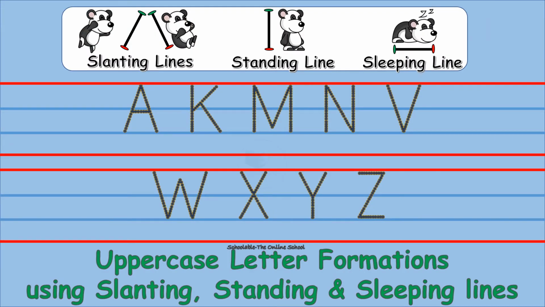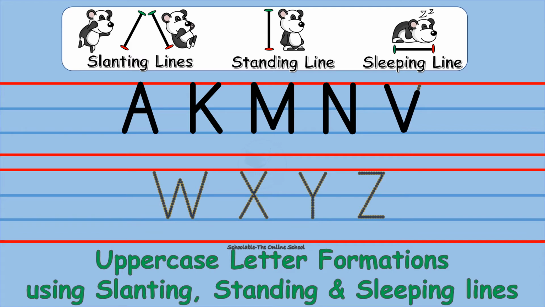So these are the letters that are formed using slanting, standing, and sleeping lines. Letter A, K, M, N, V, W, X, Y, and Z.